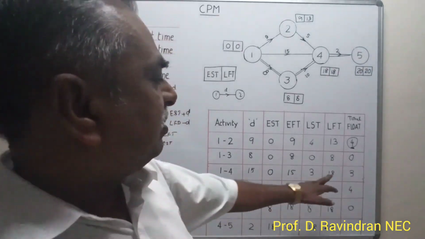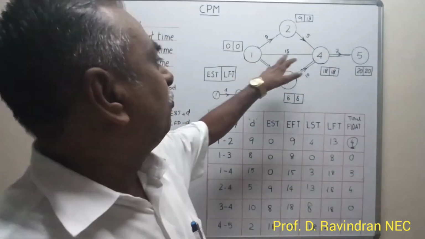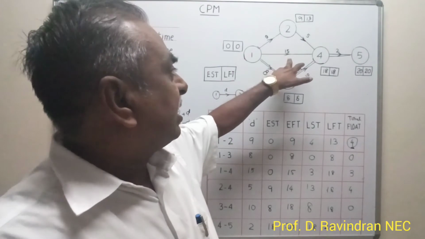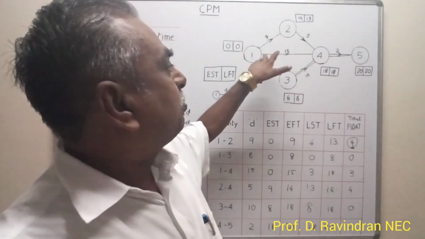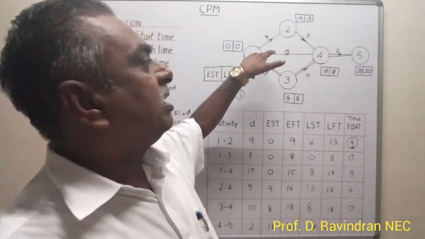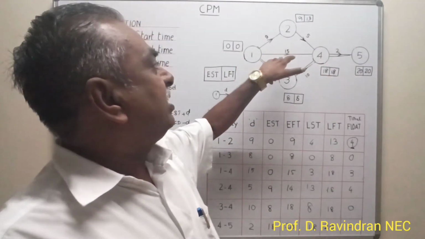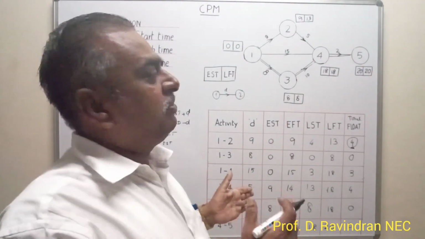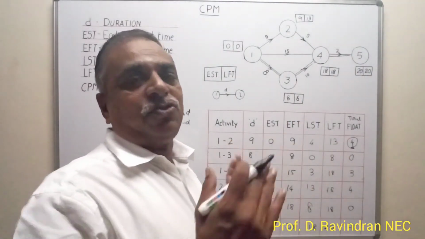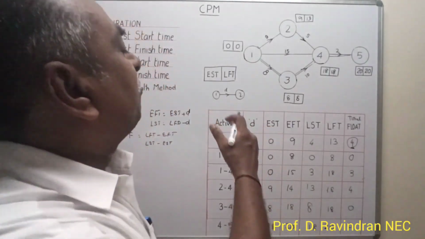Whereas the 1-4 activity has got 3 days of float. That means this 1-4 activity is taking 15 days, but we can extend it up to 3 days so that this path will become 18, and it will be a critical one. So the 1-2 activity has got slackness of 4, that is a float, the time by which the activity can be extended is 4. So that is how we can find the critical path.